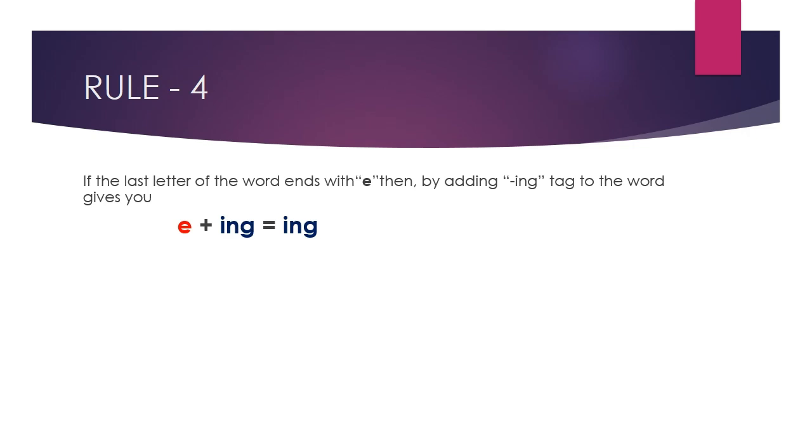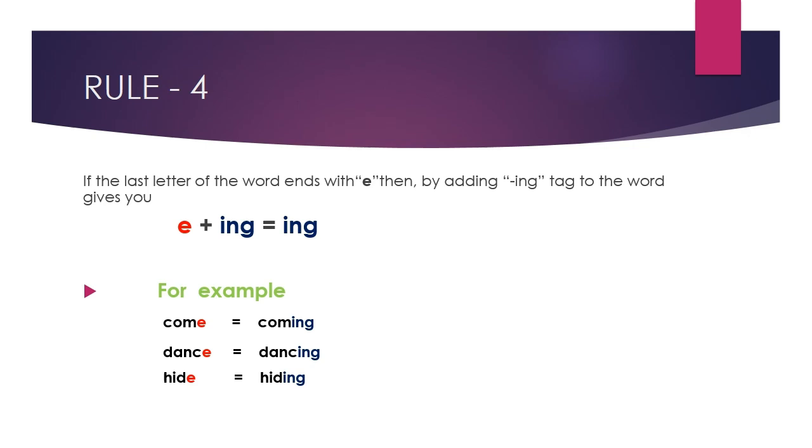Rule 4. If the last letter of the word ends with e, then by adding ing tag to the word gives you e plus ing is equal to ing. For example, come is equal to coming, dance is equal to dancing, hide is equal to hiding.